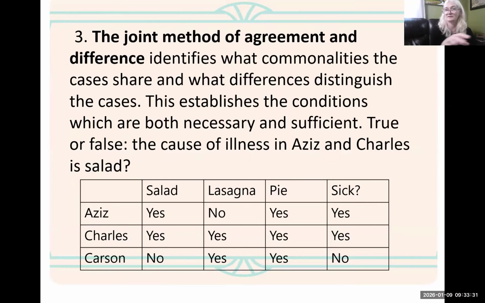So now I want you to practice on your own. True or false? The cause of illness in Aziz and Charles is salad. Okay, so you'll have to look at the chart. If you need to pause, you can look at the chart and figure out on your own.